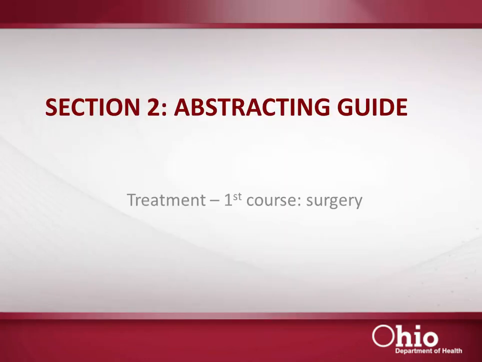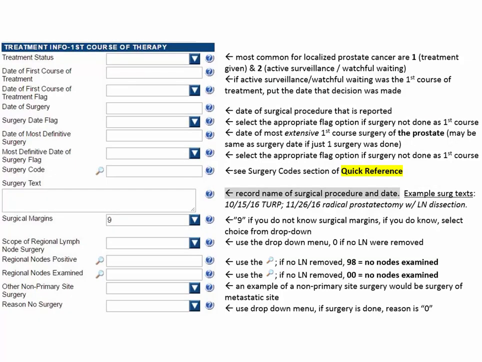Next section of the form is on first course of treatment, starting with surgery. Common treatment status codes for prostate cancer, especially when the disease is localized, is 2, which is active surveillance or watchful waiting, and 1, which is treatment given, whether it be surgery or radiation or another type of treatment modality. Date of first course of treatment is the date of the first treatment modality, no matter what it is, whether it be surgery, radiation, or something else.